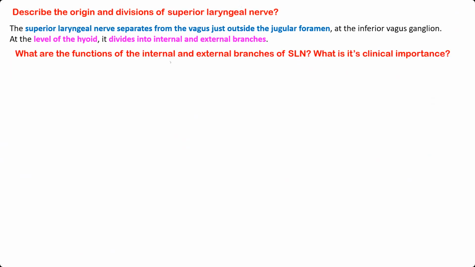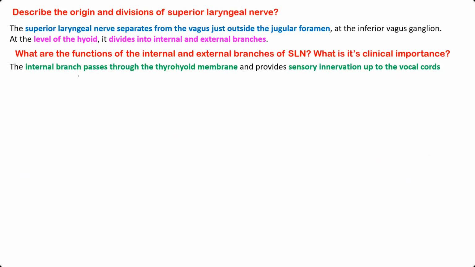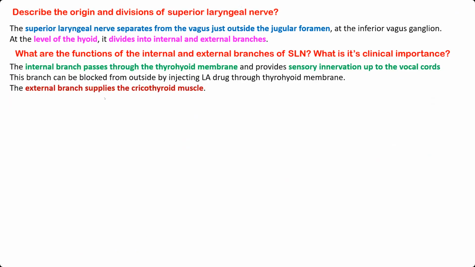So, what are the functions of the internal and external branches of superior laryngeal nerve? It divides into two branches we see. And what is the clinical importance? It supplies sensation above the vocal cords. Above the vocal cords, fantastic. Yes. The internal branch passes through the thyrohyoid membrane and gives sensory innervation to the vocal cords and above the vocal cords. And the branch can be blocked from outside by injecting LA drug through the thyrohyoid membrane. Okay. So the external branch supplies the only muscle, cricothyroid. Cricothyroid is the muscle supplied by the external branch.